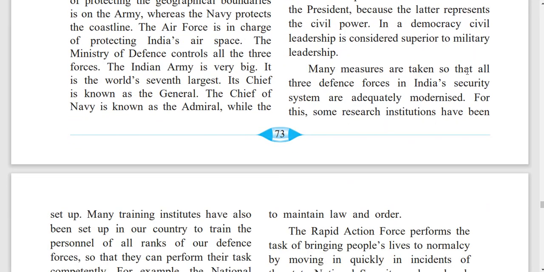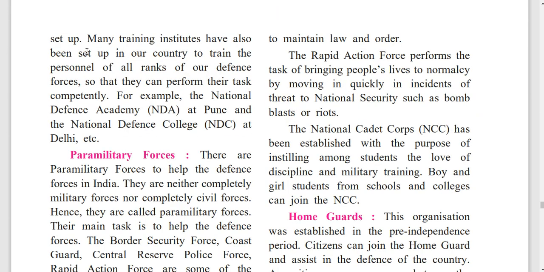Many measures are taken so that all three defense forces in India's security system are adequately modernized. For this, some research institutions have been set up. Many training institutes have also been set up in our country to train the personnel of all ranks of our defense forces so that they can perform their task competently. For example, the National Defense Academy, NDA, at Pune and the National Defense College, NDC, at Delhi, etc.